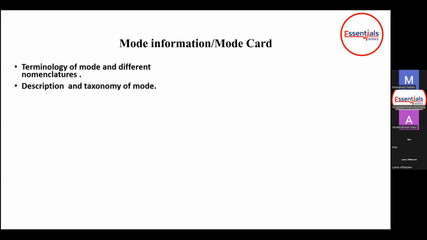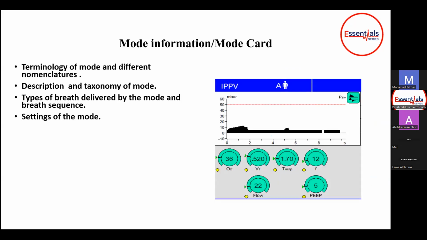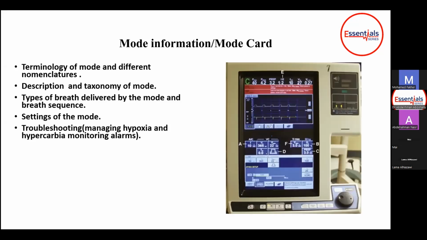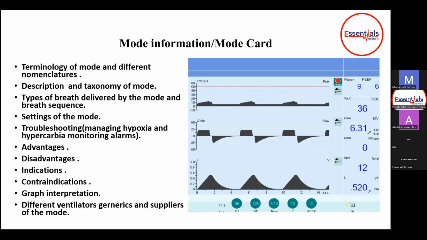Secondly, we should know the taxonomy of the modes. We have already discussed the taxonomy of modes. Third, types of breath delivered by the mode and the breath sequence. Settings that we usually set in this mode, and how do we set them? Troubleshooting of the mode: when we have hypoxia in this mode, how are we going to manage hypoxia using our settings, or when we have hypercarbia, how in this exact mode are we going to watch the CO2. Advantages and disadvantages of the mode, and graph interpretation of this mode to understand the normal graphics, waveforms, scalars and loops in each mode.